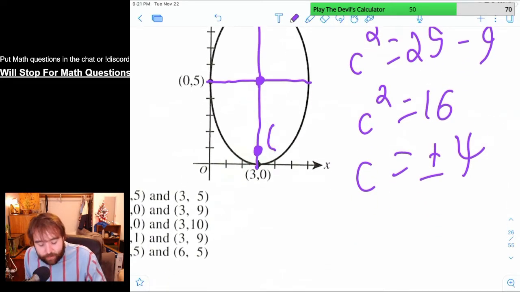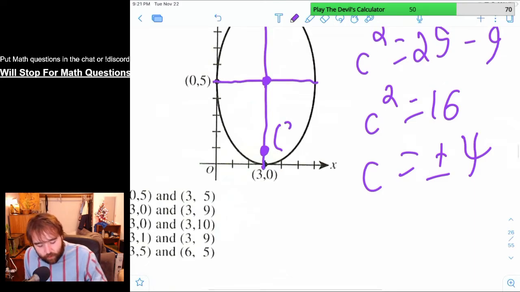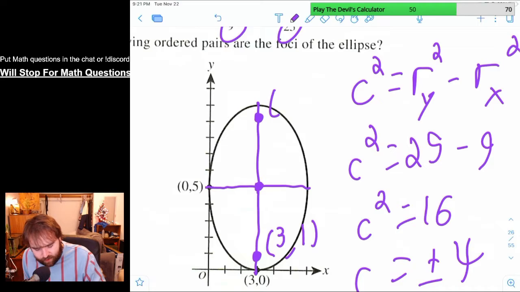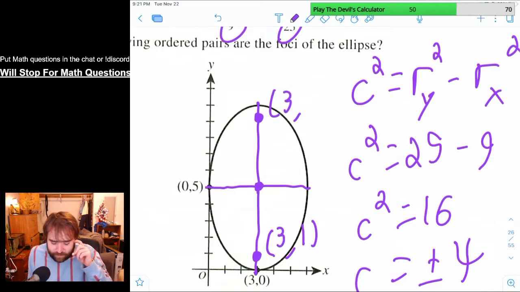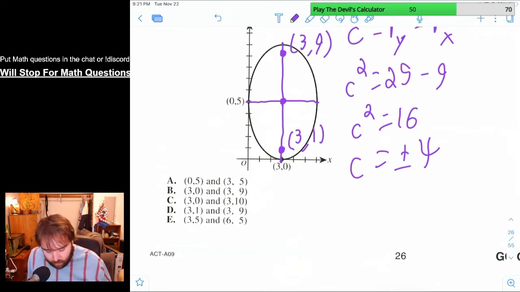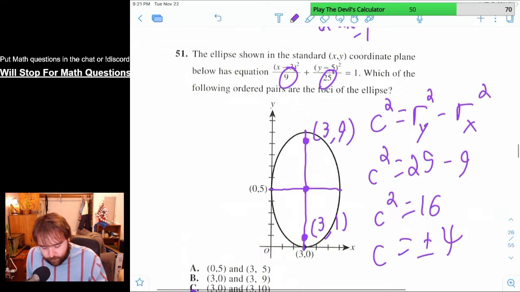Notice you have to go up and down. You have to go on the longest one. Otherwise, it would end up outside the ellipse. Then you just look at what those points would be. Let's see, that's up 4 from 5. So that's at 9. So it's 3, 9 and 3, 1.